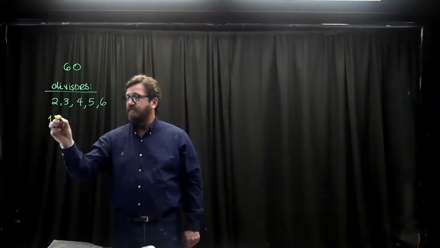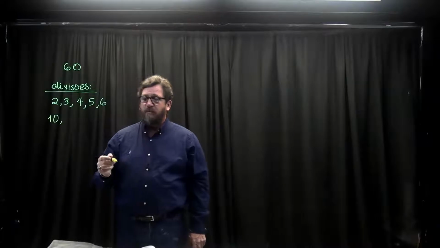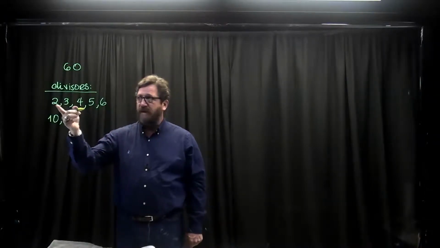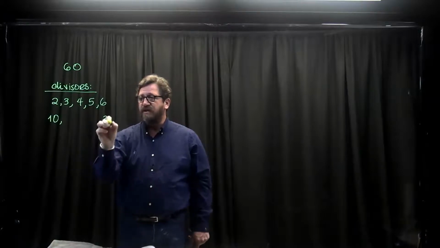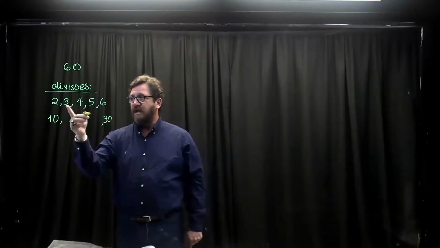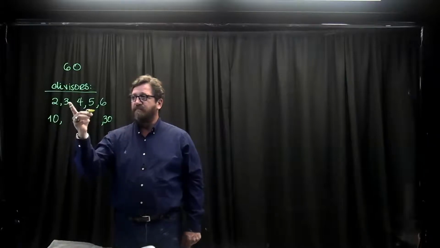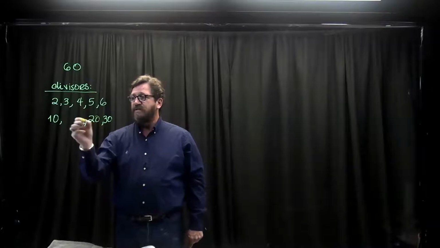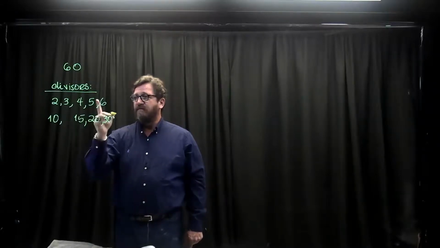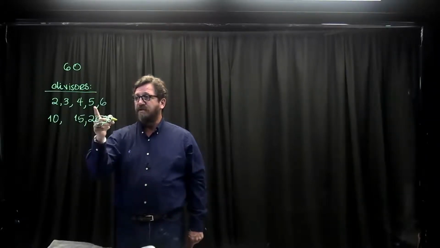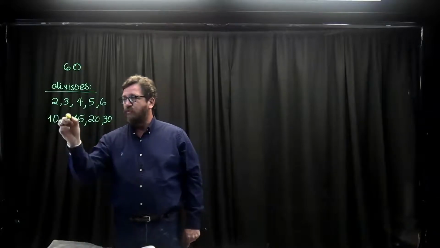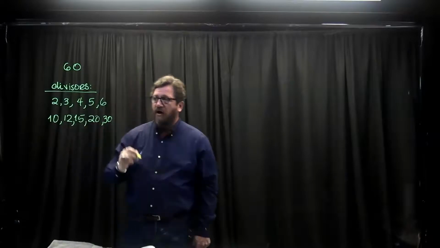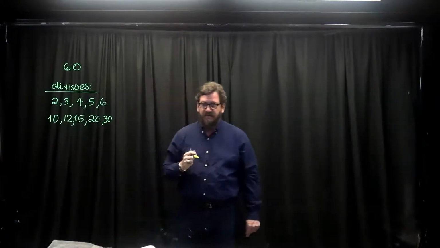However, 10. Now at this point I'm going to start cheating. I know it's 2 times some amount. Well, 2 times 30 gets me to 60. 3 times 20. 4 times 15, 5 times what? 12, and 6 times 10.